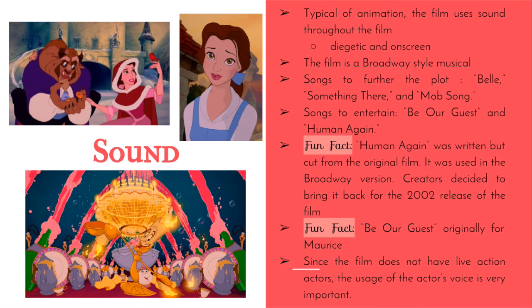So fun fact, Human Again was written in the original film, but it was eventually cut. After the film was released, in the Broadway version they brought Human Again back, and when they released the film in the 2002 IMAX DVD release, they felt that they should bring it back as a special edition of the film. So if you watch the film and you do see Human Again, it's likely post 2002, and if not, it is before 2002.